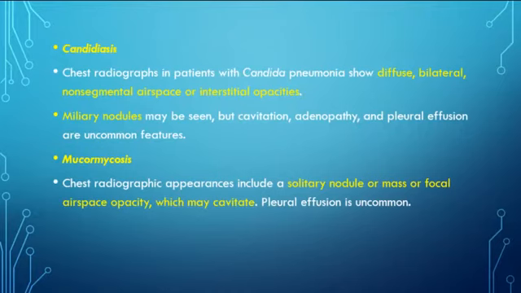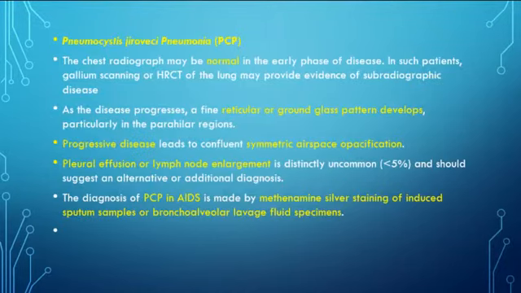Candidiasis: chest radiographs in patients with candida pneumonia show diffuse bilateral non-segmental airspace or interstitial opacities. Miliary nodules may be seen, but cavitation, adenopathy, and pleural effusion are not common. Mucormycosis: chest radiographic appearance includes a solitary nodule or mass or focal airspace opacity which may cavitate. Pleural effusion is uncommon.